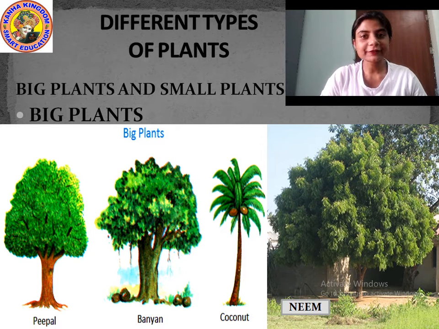Then students, what are the different types of plants? They are big plants and small plants. There are two types of plants. Those are big plants and small plants. Big plants are the big trees that we see around. For example, peepal tree, banyan tree, coconut tree, neem tree. These are the big plants that we see around.